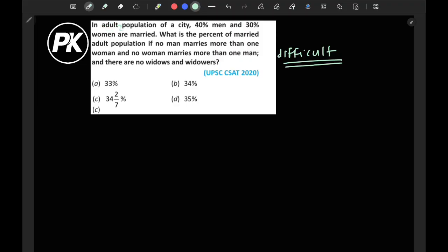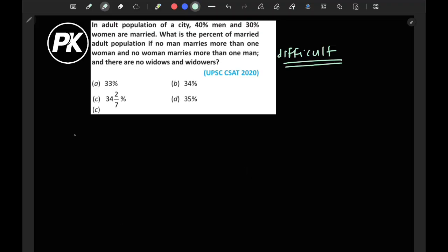Okay, so in an adult population of a city, 40% of men and 30% of women are married. What is the percentage of married adult population if no man marries more than one woman, no woman marries more than one man, and there are no widows and widowers? Interesting. Let's try to frame this problem.